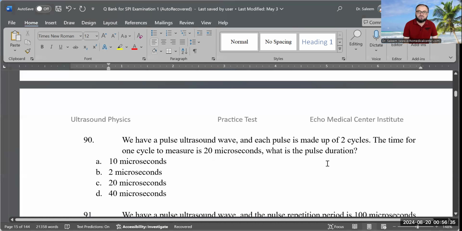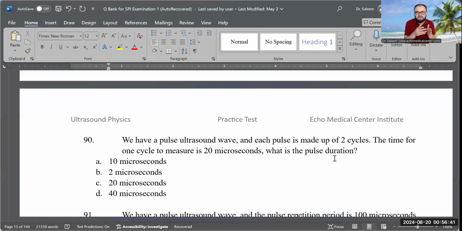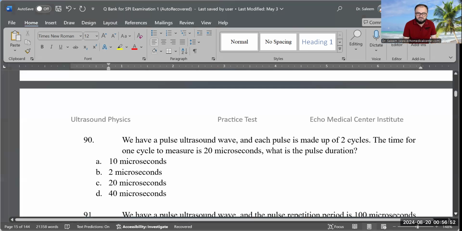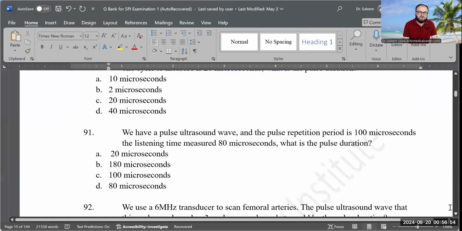Why? Because your pulse duration is the total time of 1 pulse we are looking for. They tell you that the pulse is made of 2 cycles. 1 cycle took 20 microseconds. So there are 2 cycles, one is 20, the other one is 20, that will be 40 microseconds. Correct answer. Okay, next question.